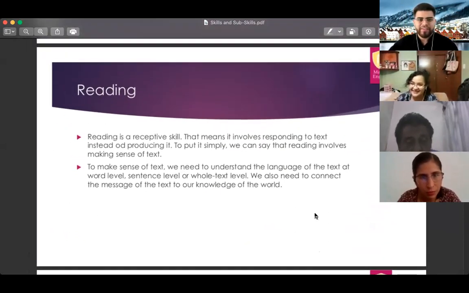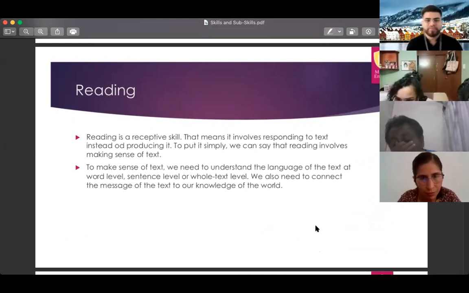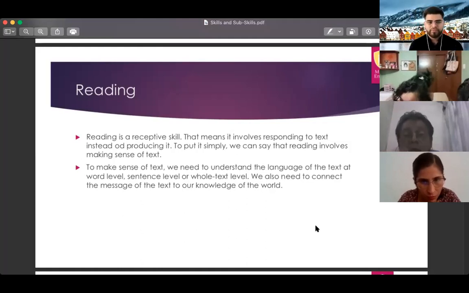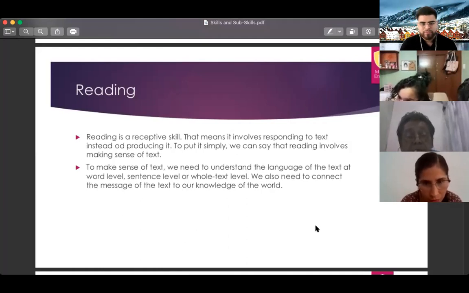I'll try. Reading is a receptive skill. That means it involves responding to text instead of producing it. To put it simply, we can say that reading involves making sense of text. To make sense of text, we need to understand the language of the text at word level, sentence level, or full text level. We also need to connect the message of the text to our knowledge of the world.